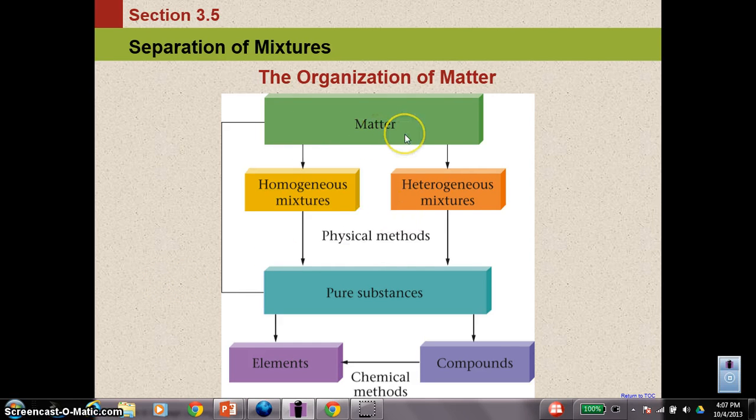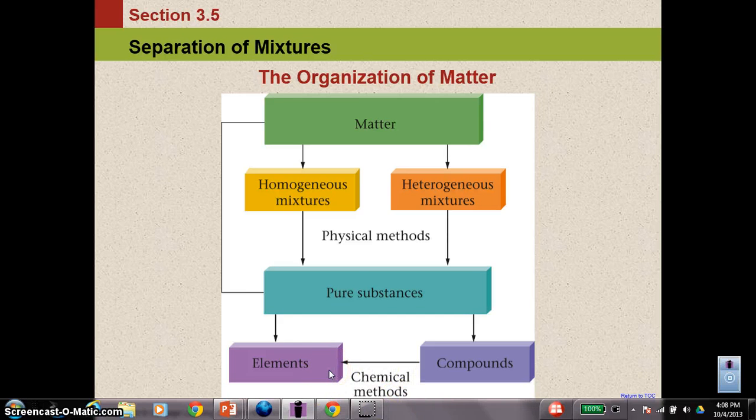For example, matter can be broken down into heterogeneous and homogeneous mixtures. And we can use physical methods to separate the hetero and the homogeneous mixtures down to a pure substance. Those pure substances are either going to be compounds or elements, and we can take the compounds and further break those down using chemical methods into the individual elements. Matter can also just be a pure substance. That pure substance, again, is either made up of elements or compounds, or maybe both. But if it's made up of compounds, I can then take chemical methods to break down the compounds and change it back into elements.